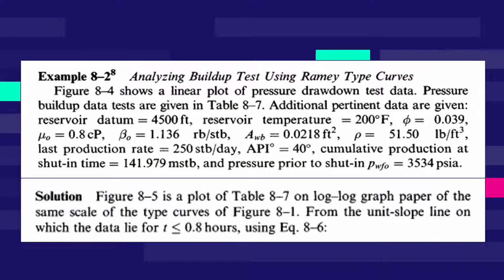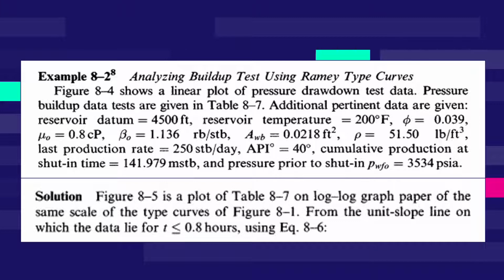So example 8.2, analyzing a build-up test using Ramey type curves. Figure 8.4 shows a linear plot of the pressure build-up test data. The pressure build-up test data are given in table 8.7. Additional pertinent data are given. The reservoir datum is 4,500 feet. Reservoir temperature is 200 degrees Fahrenheit. Porosity is 0.039. Oil viscosity is 0.8 cP. The oil formation volume factor is 1.136 RB per STB.